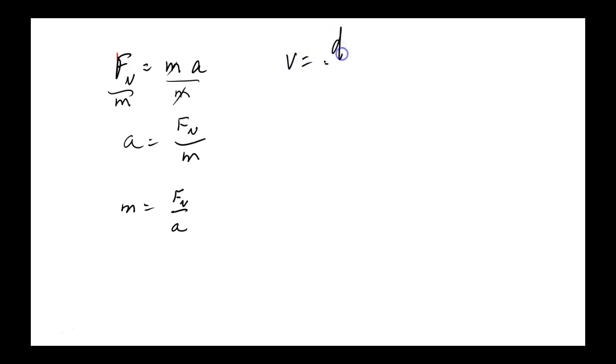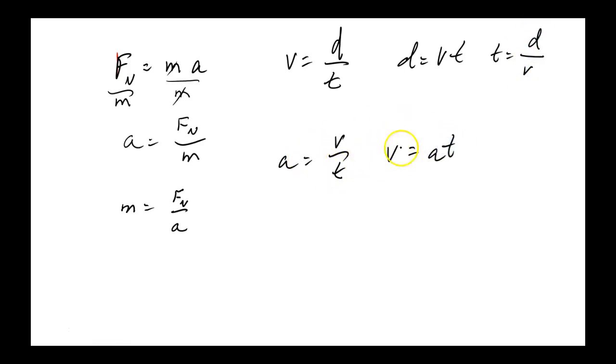Velocity is equal to change of distance over time. Acceleration is change of velocity over time. And every one of these you can write 3 different ways. This one could be distance is equal to velocity times time, or time is equal to distance divided by velocity. Same thing here. Velocity is equal to acceleration times time, or time is equal to velocity divided by acceleration. Yeah, you're doing the same thing.